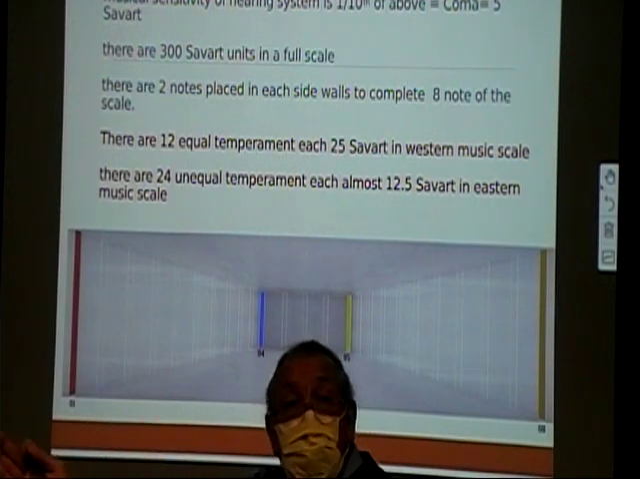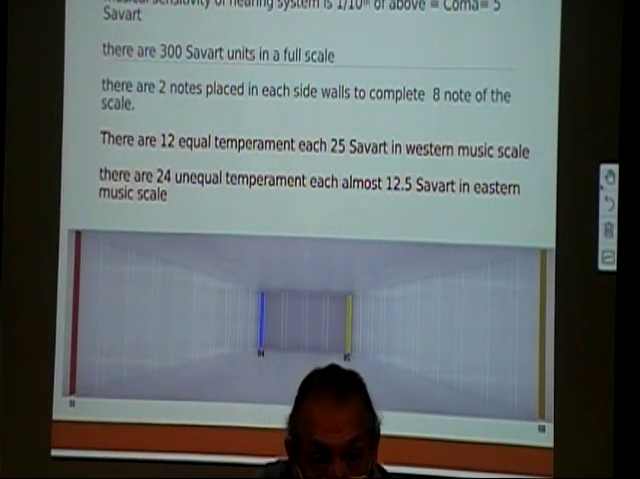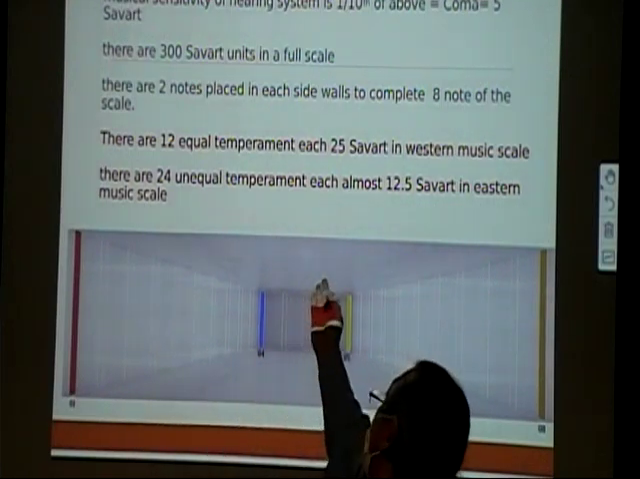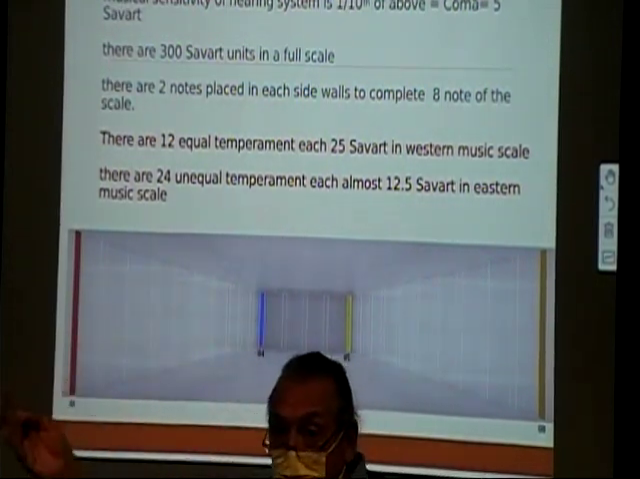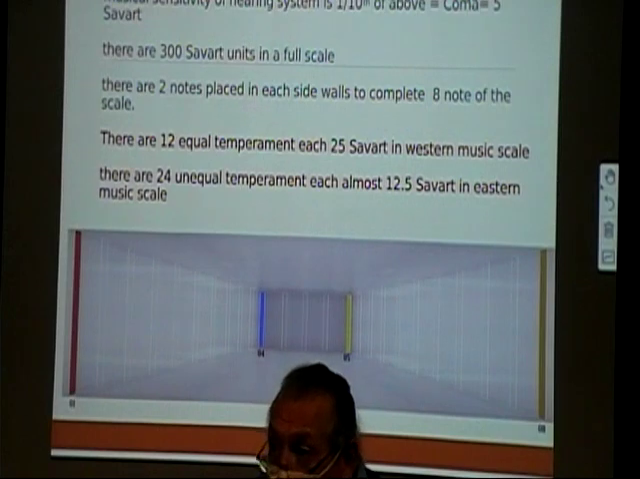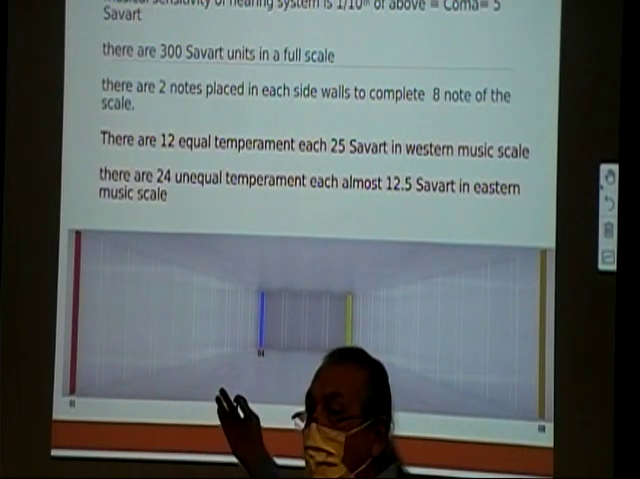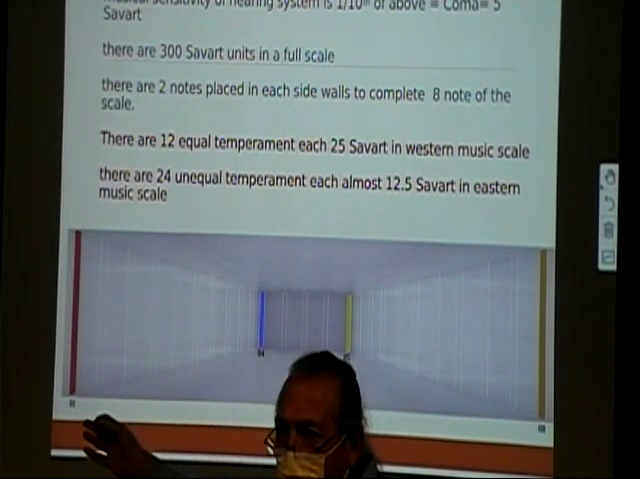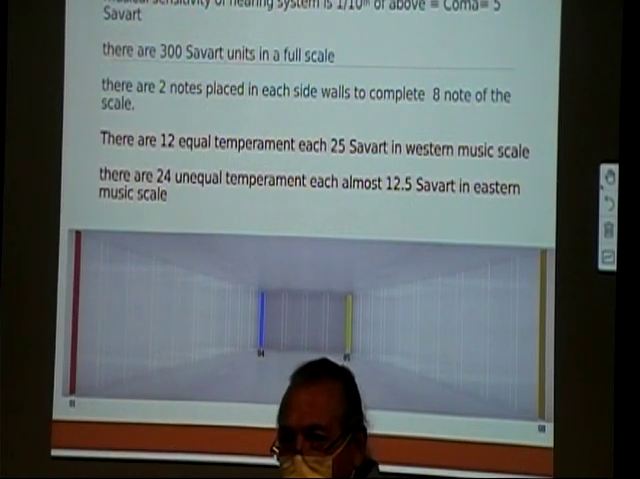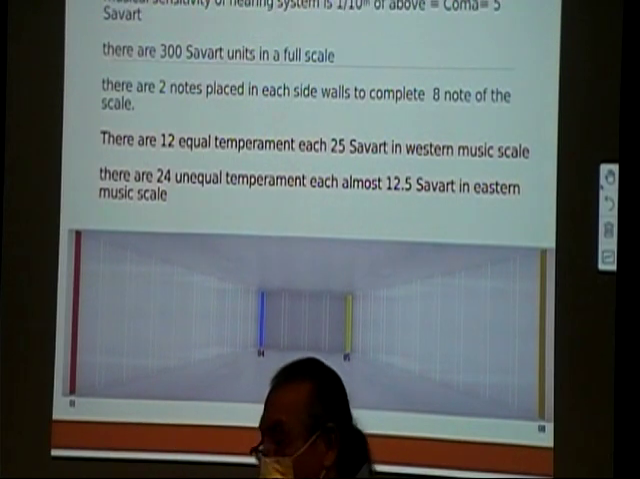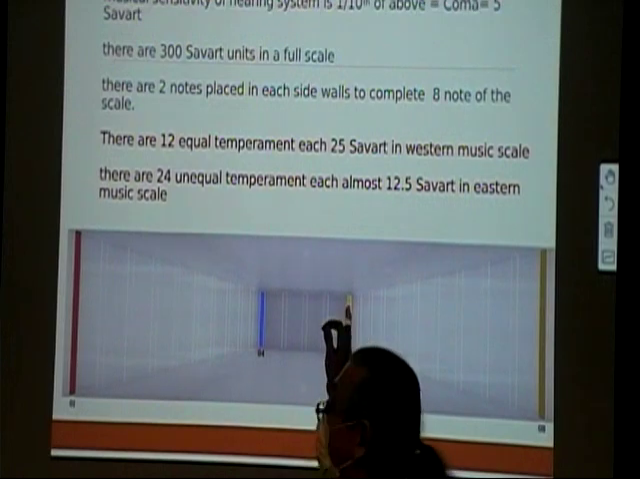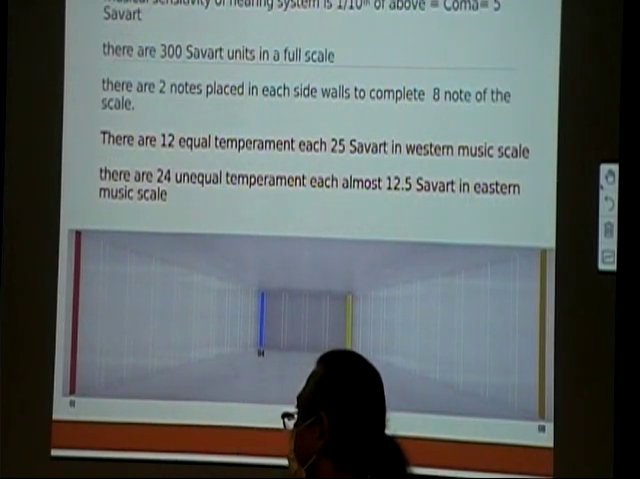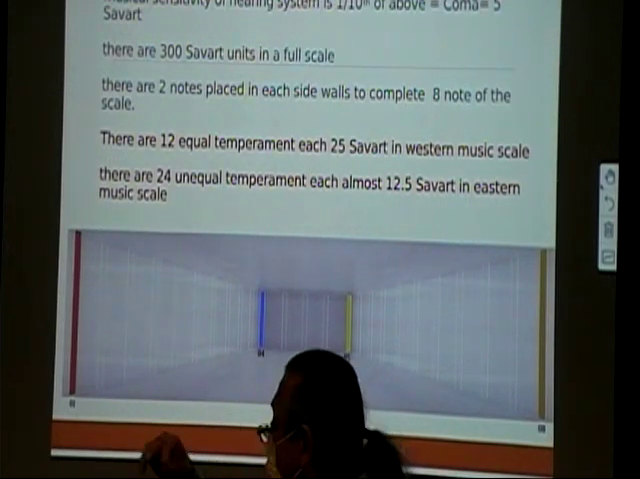Now, that 301 you can divide by 12, and you get 25 equal Western classical scales. You can divide it by 24, you get 12 and a half. Almost, because we don't follow that closely. That's a little bit different in practice; you're not staying on that 12 and a half santoor. But that's one of the major differences. Next, please.